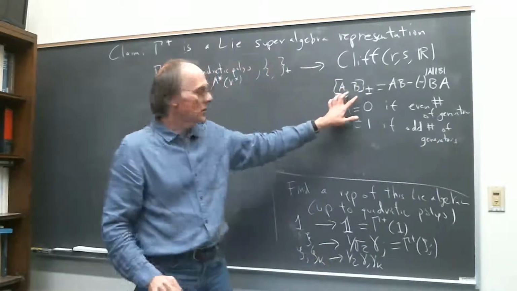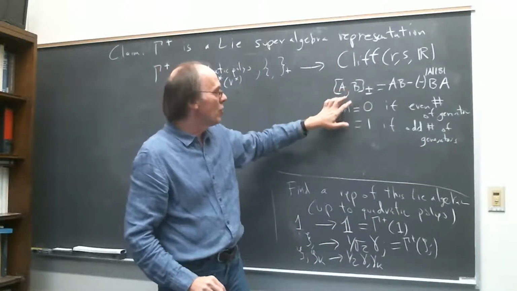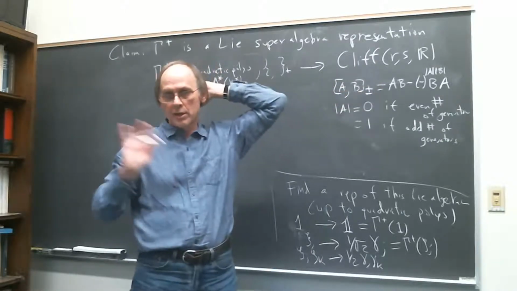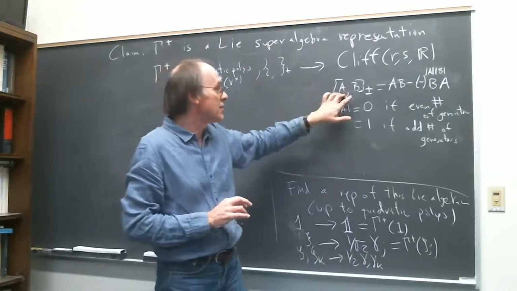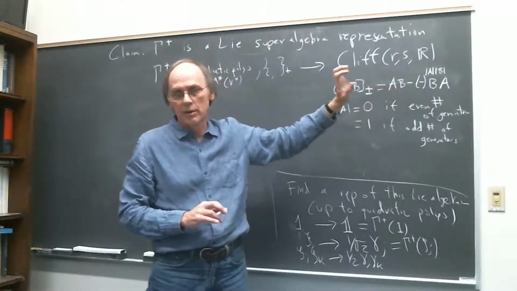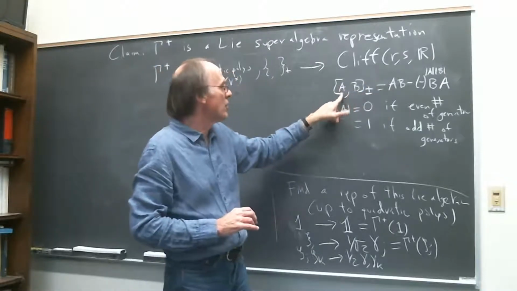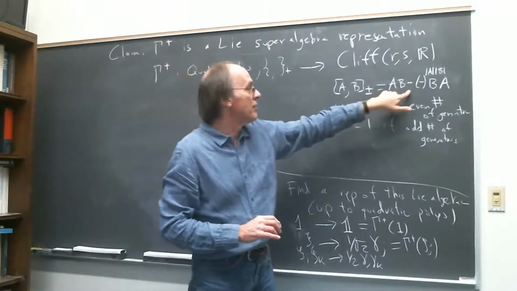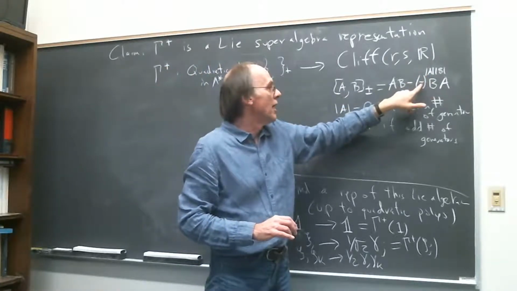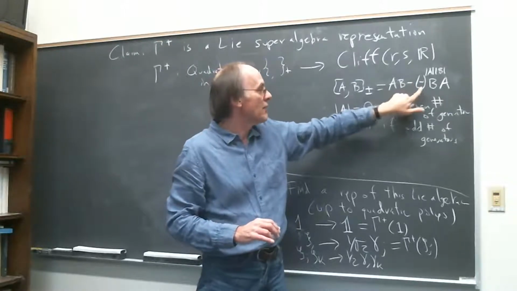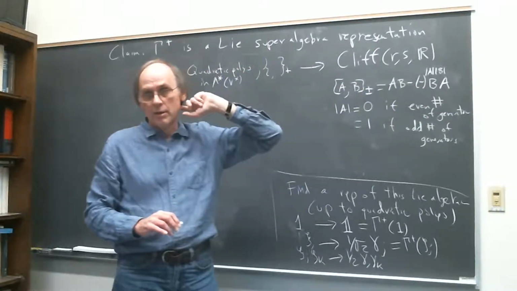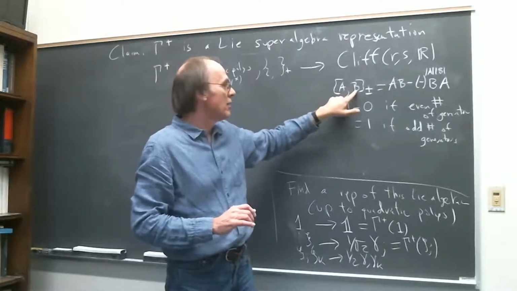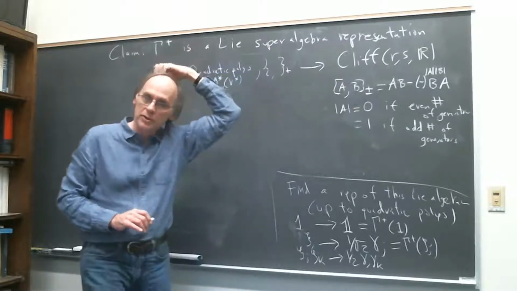So what this gadget is: if you just stick to things in the even part of the Clifford algebra, things you can build out of even generators, then it's just the usual commutator. But if you take two odd things, like two generators, two gamma matrices, then you get a 1 times a 1, and you get another minus sign, and this becomes the anti-commutator. So it's either a commutator or an anti-commutator, depending upon the even or oddness of what you put in there.